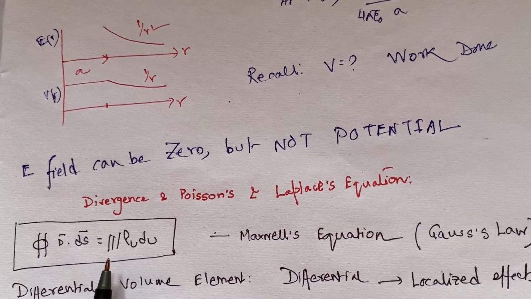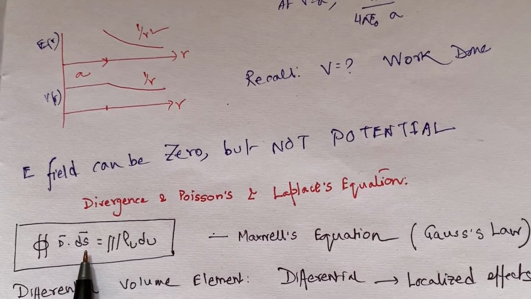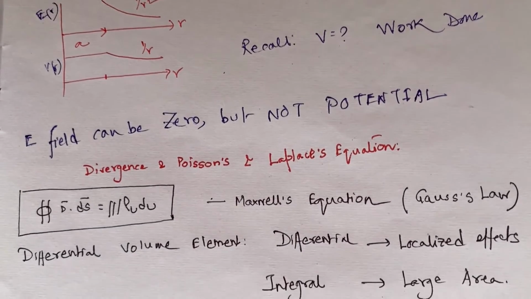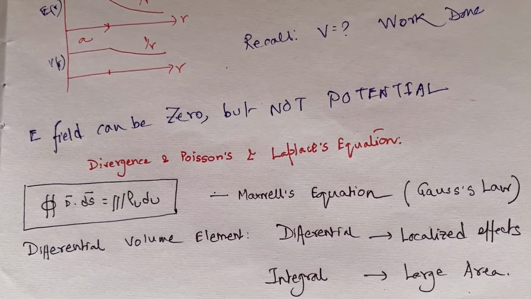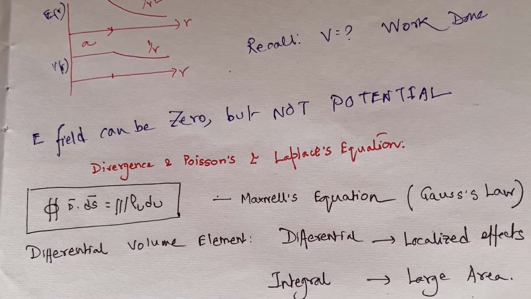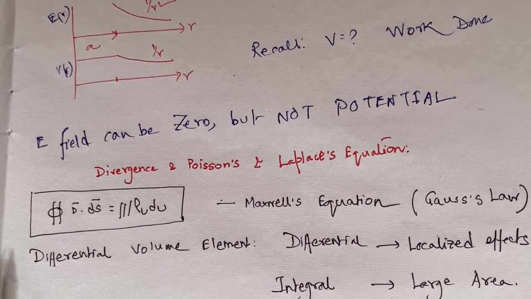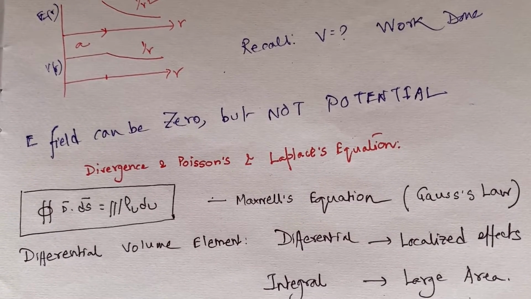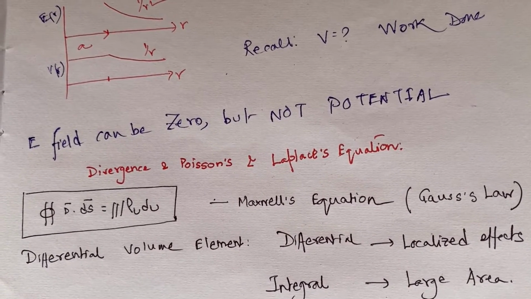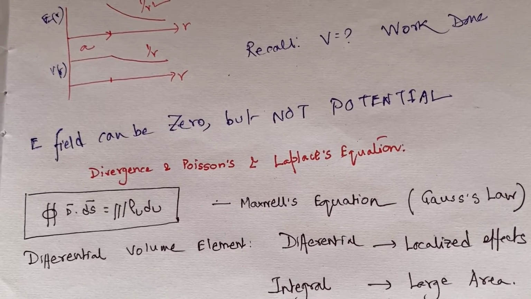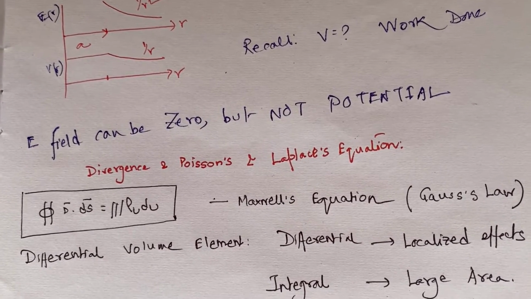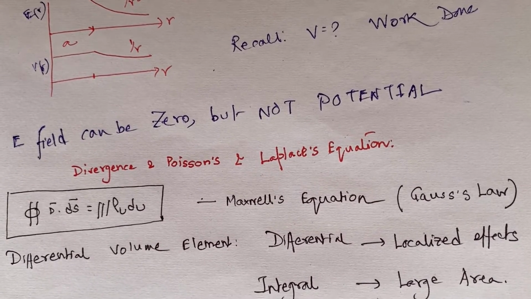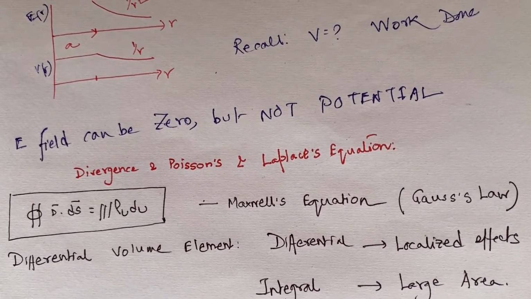Now, do we have any kind of differential form of this Maxwell equation or Gauss's law? The answer is yes. But let me tell you why the differential form is important. Why do we actually go for a differential form of this law? That is because in order to incorporate the localized effect of a charge, we need the differential form, because the differential form accommodates the concept of smallness, the concept of localization.